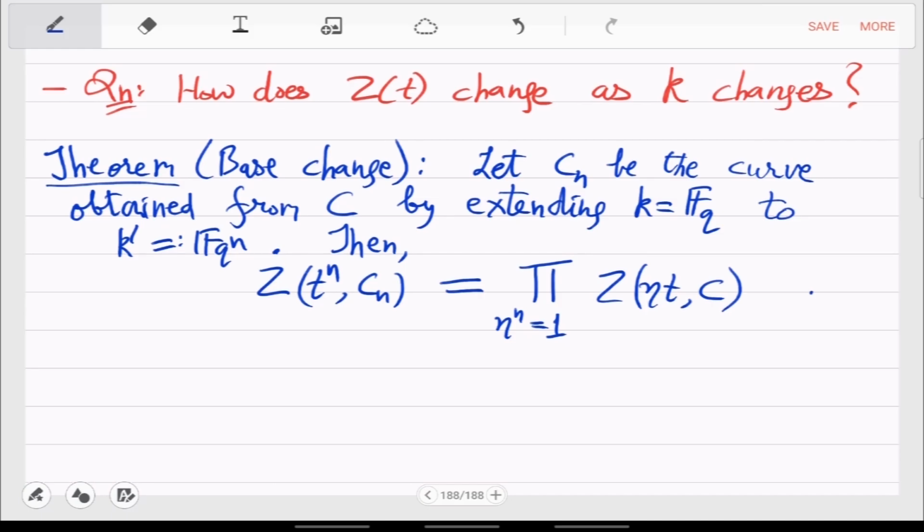Okay, so it's kind of the factorization of t raised to n minus 1. So 1 minus t raised to n factorizes into 1 minus eta t. So same thing. Yeah, some version of that. So we'll prove this next time.